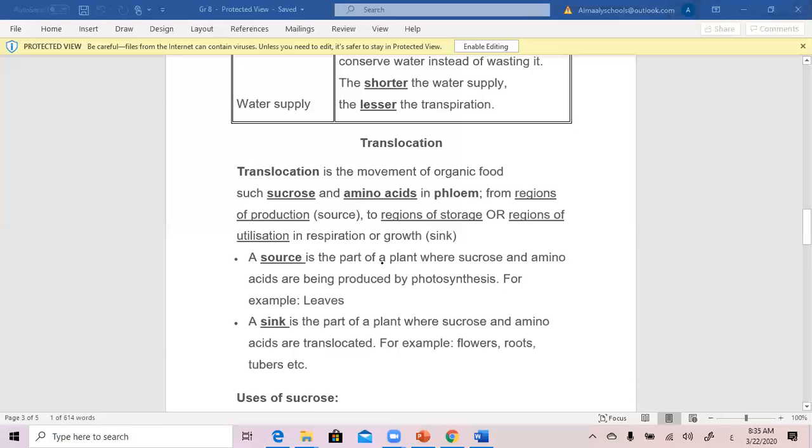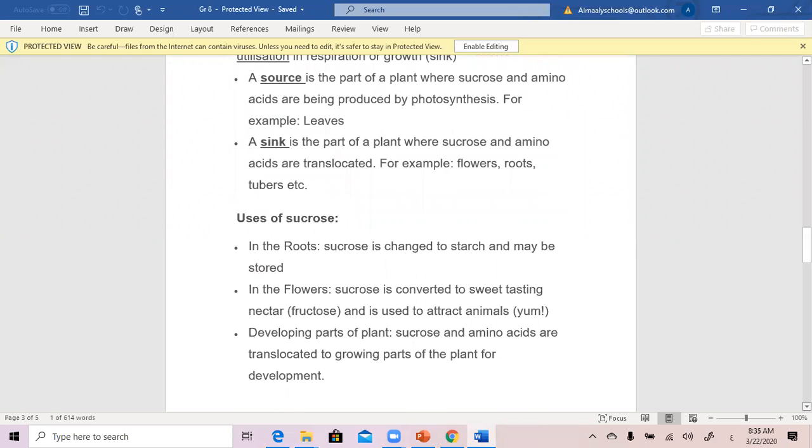A source is the part of the plant where sucrose and amino acids are being produced by photosynthesis. A sink is the part of the plant where sucrose and amino acids are translocated. For example, flowers, roots, tubers, and so on. So now, the units of sucrose.